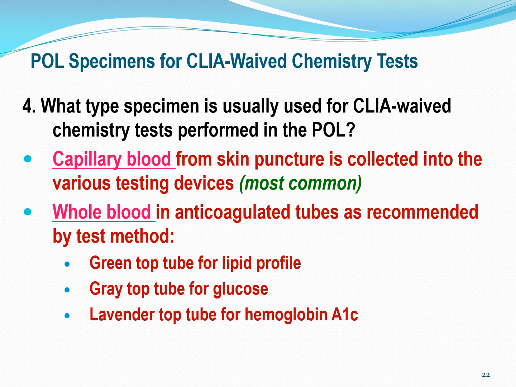There are also cases where whole blood in anticoagulated tubes is used, as recommended by the test method. A lot of times you will get a green top tube for lipid profiles, a gray top tube for glucose, and a lavender top tube for hemoglobin A1Cs.